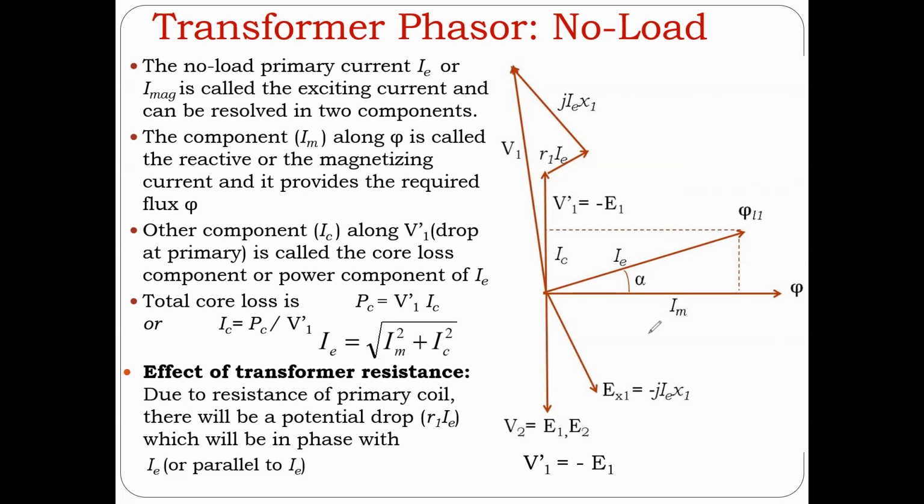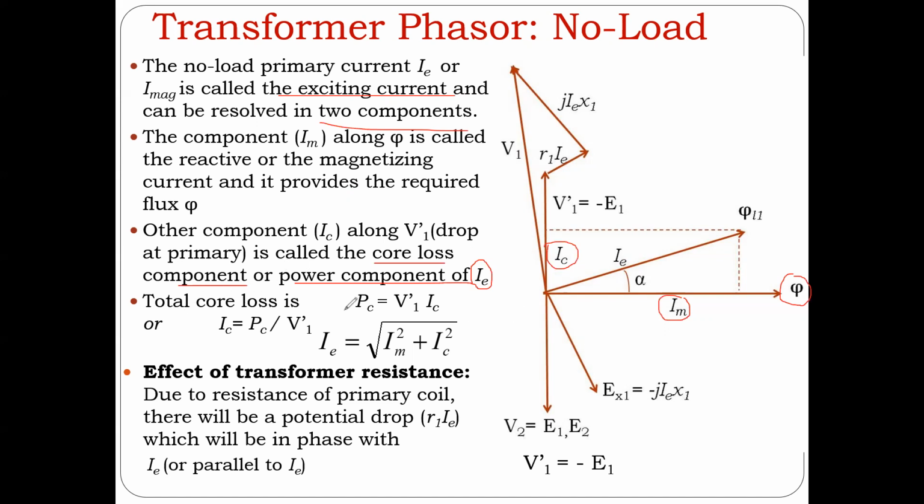So see, I was telling you that this exciting current has two components. One component produces the required flux in the core, and there's another component that has to take care of the core loss component, or the power component. It's also called the power component of IE.